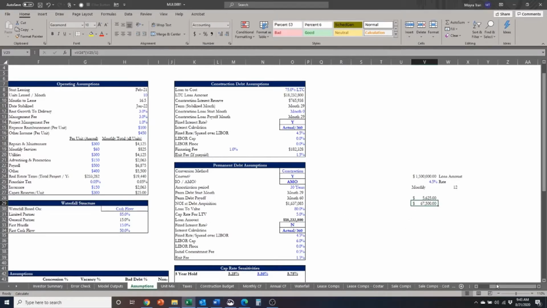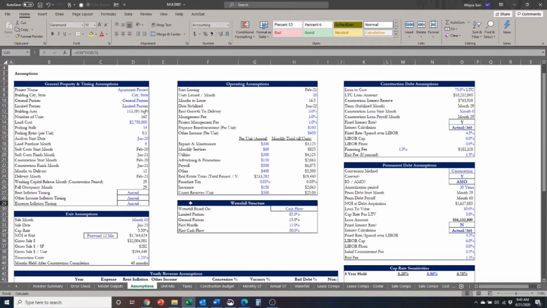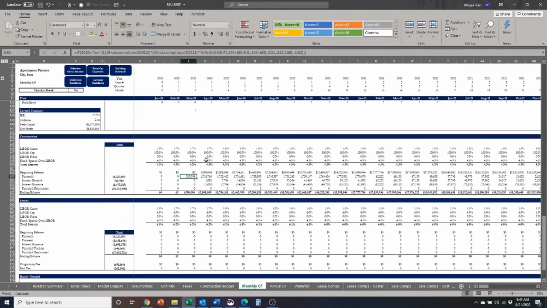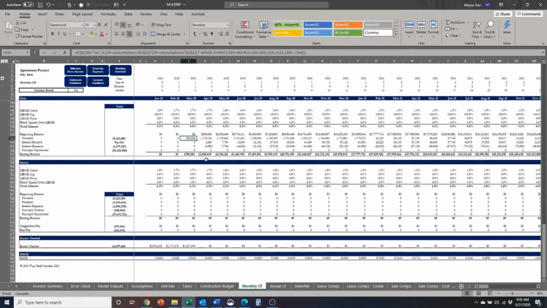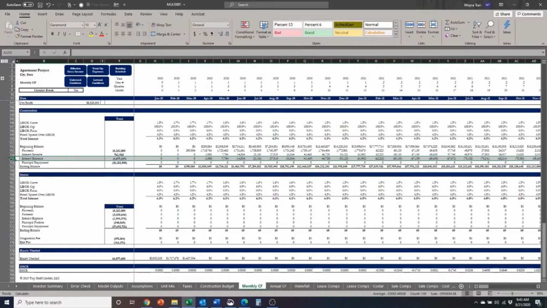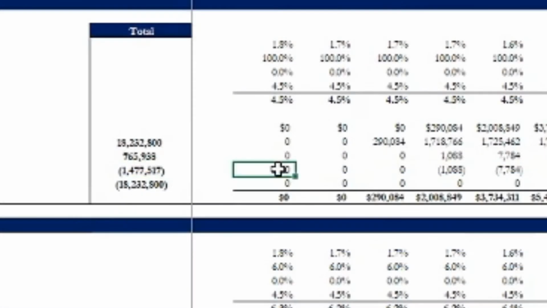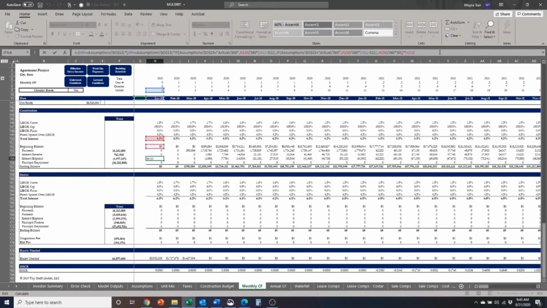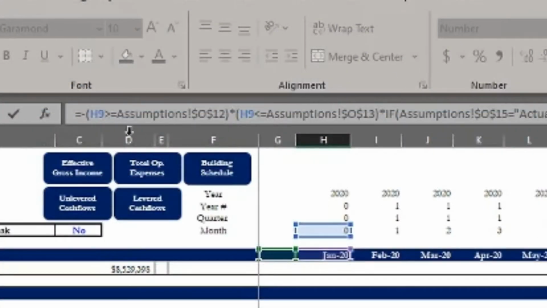We will go ahead and show you how we do it in the model here. Right now I am in the multifamily development model. There's construction debt and permanent debt here. So we'll go over to the monthly cash flow section. And here in the monthly cash flow section, we have the interest expense here. The formula looks a little bit complicated, but it's actually really simple.